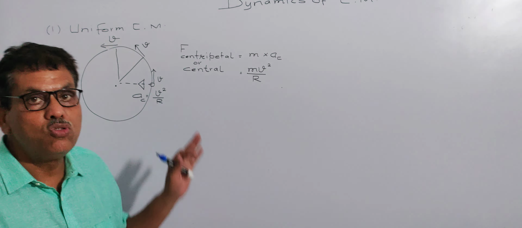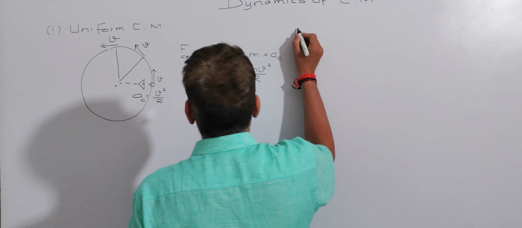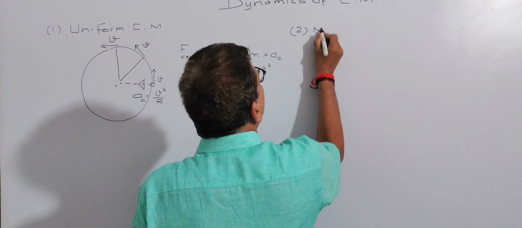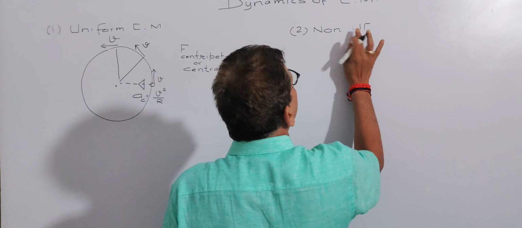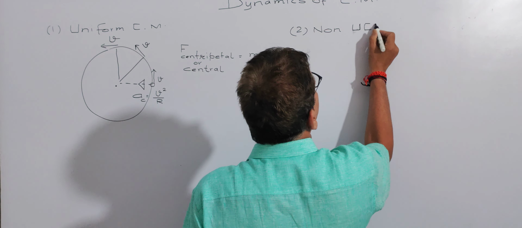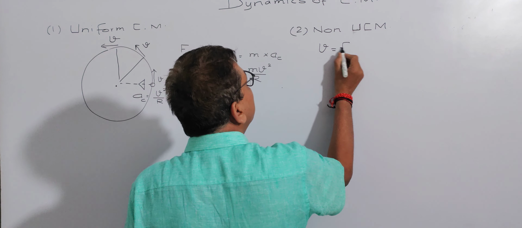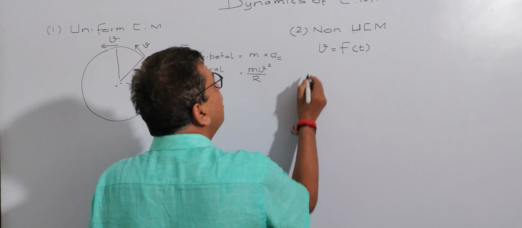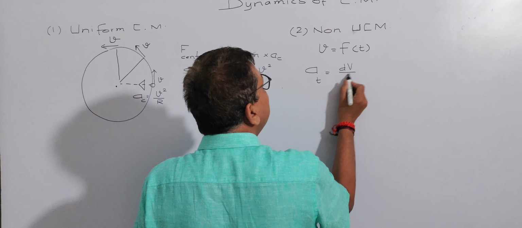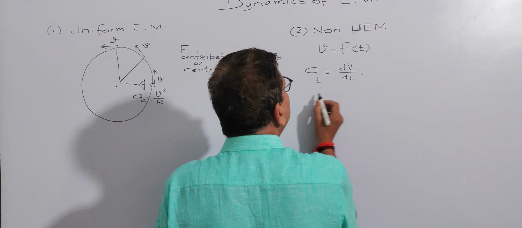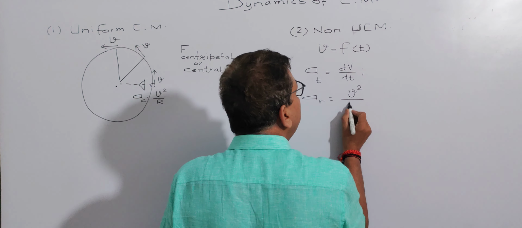Now if the object is not moving with constant speed, let us take non-uniform circular motion as the second case. Here the speed of the object may be a function of time. In that situation, I'll get two accelerations. One is tangential acceleration, that is the rate of change of speed, dv by dt, and another is radial acceleration. Radial acceleration at any instant of time is v square by r.